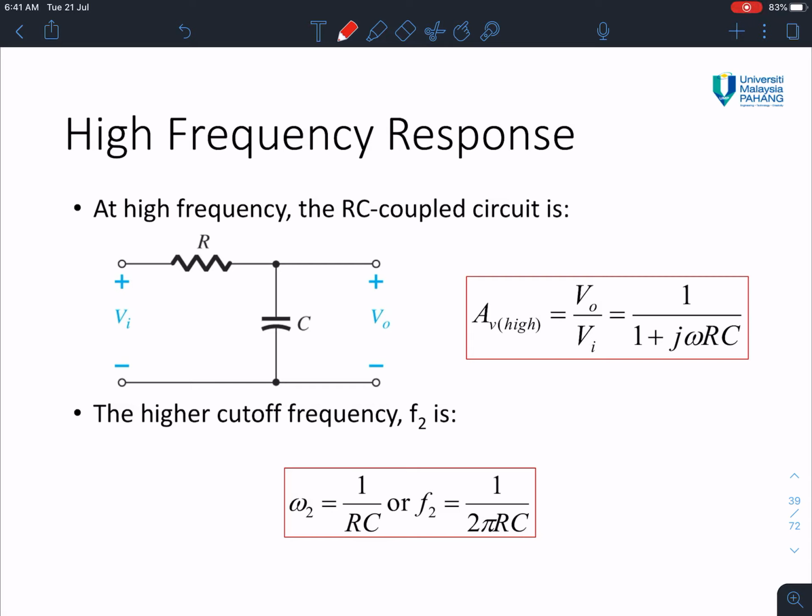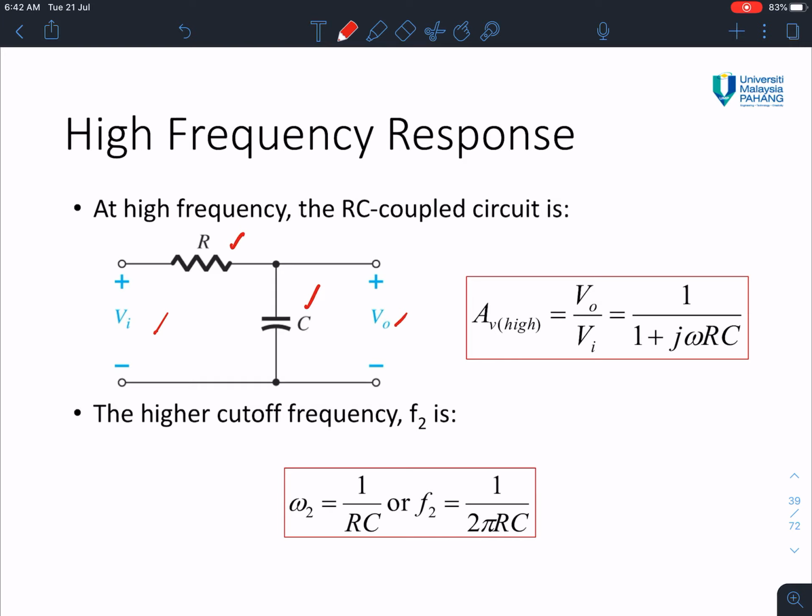Okay, now we go to another topic, which is the high frequency response. This is the RC coupled circuit for the high frequency response. The circuit is different from the low frequency. So here we have this R and the C capacitor, V in and V out. When we derive, we get V out over V in, or the gain, is equal to 1 over 1 plus j omega RC.